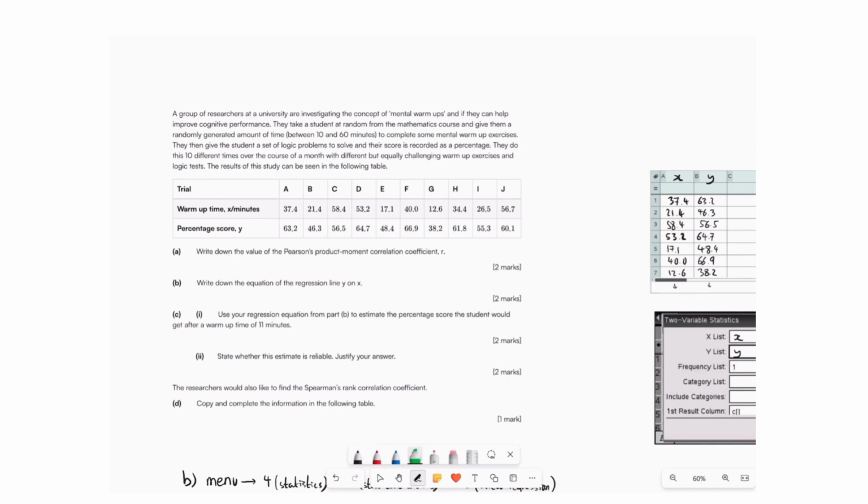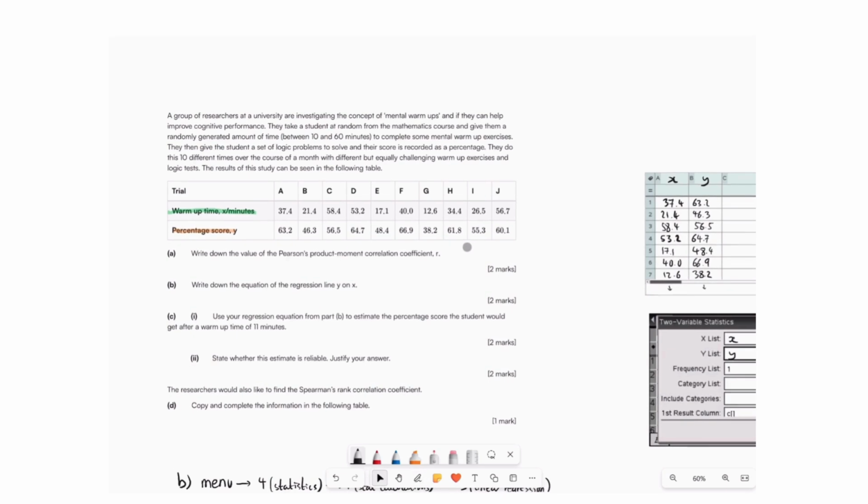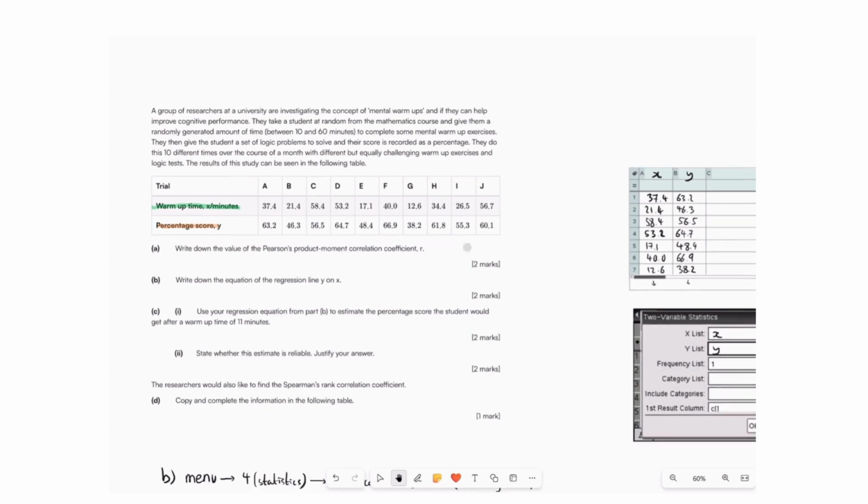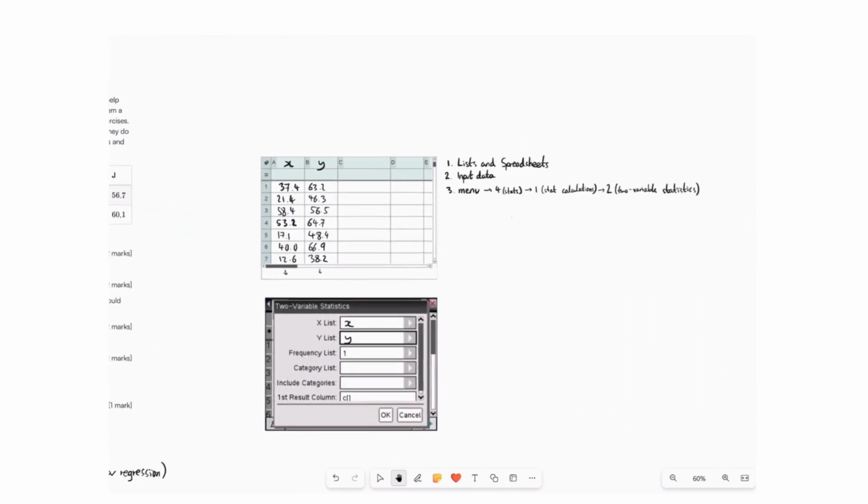So we have a warm-up time, and we have a percentage score. Now, basically we know that X is warm-up time, Y is percentage score. If we look at question A, it says, write down the value of the Pearson's product moment correlation coefficient. Basically, what that's just asking is, how strong is the relationship between X and Y? You have to quantify that. And the way we do this is all with our calculator. Now, I can't get a calculator up on here, but I have written it out here.